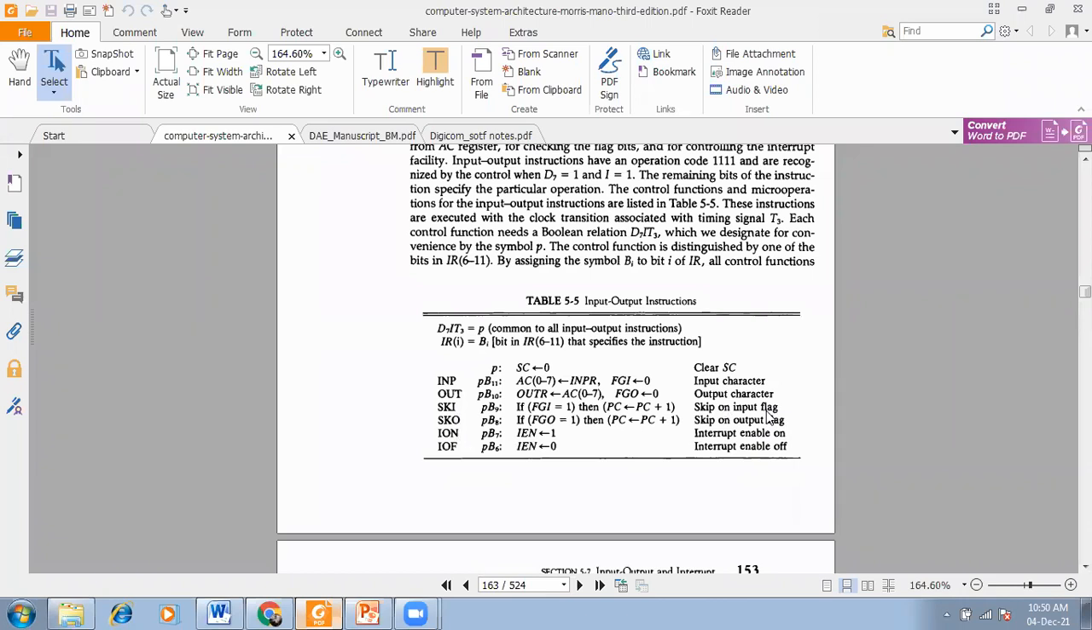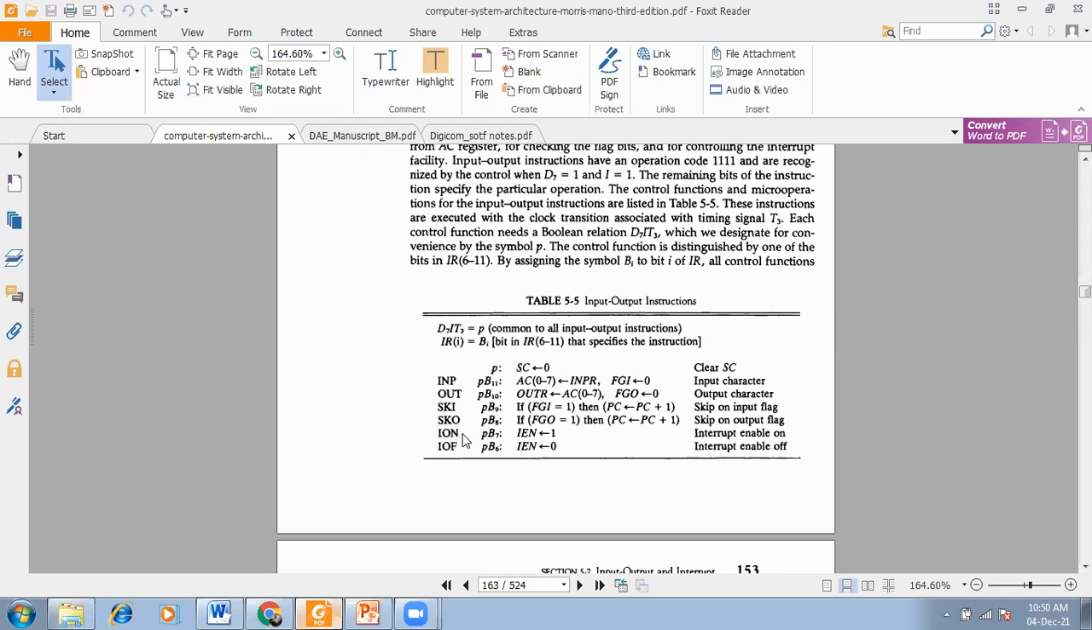That means the communication is taking place between your input register and the accumulator, or the accumulator and the output register. So in that time, INPR and the output register are both not taking any data. They are engaged. So that's why you have to skip over there. That's why these two instructions, SKI and SKO.